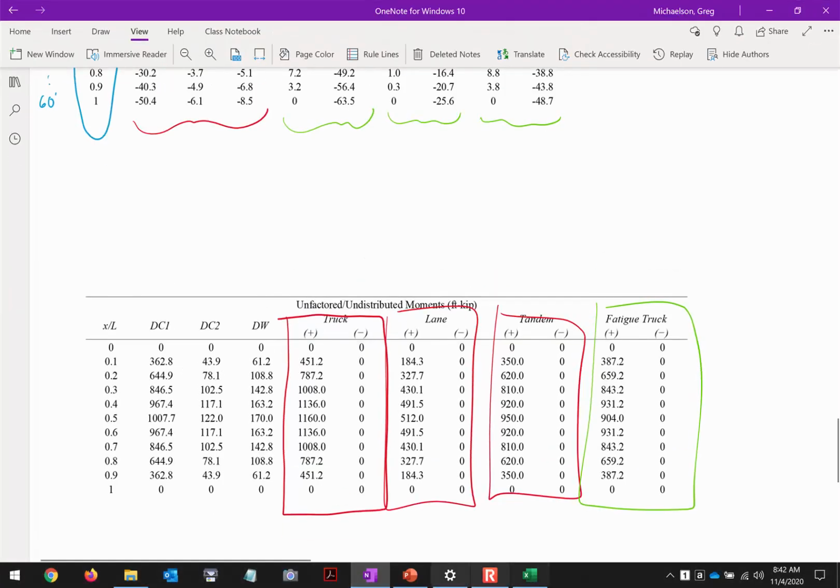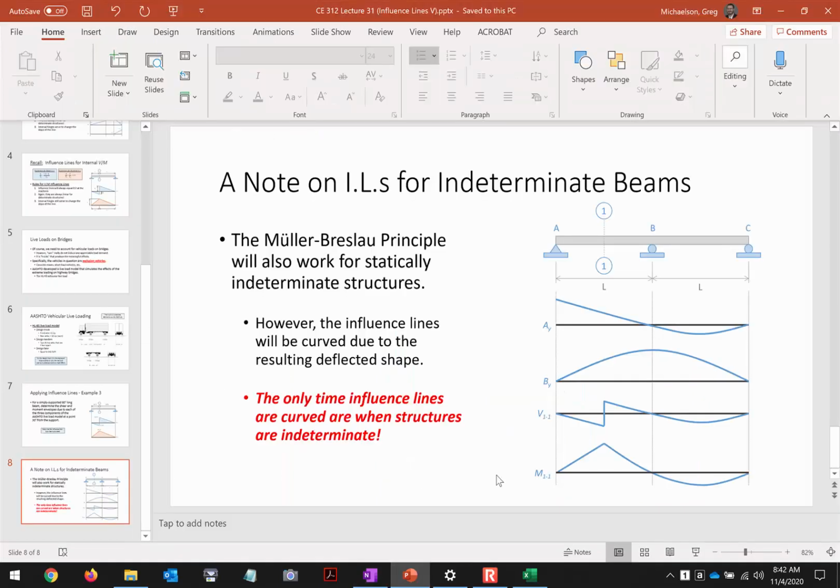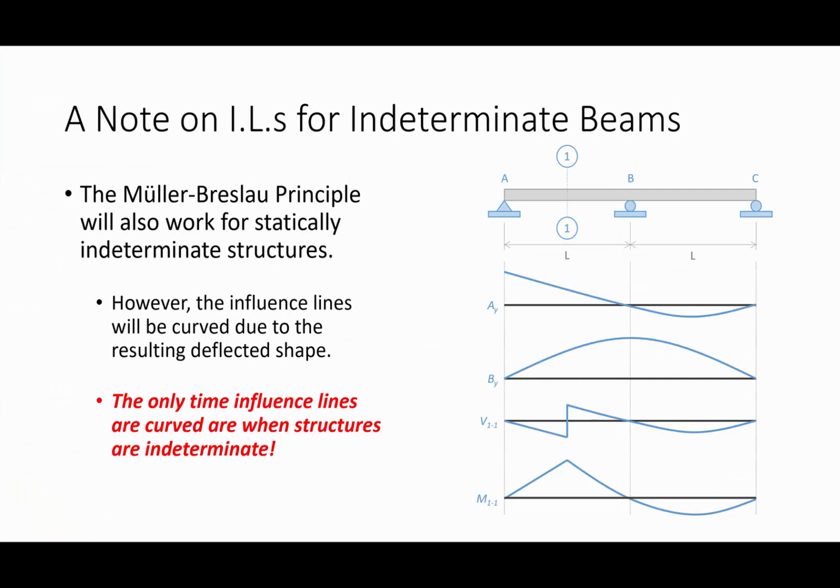Let's see, how am I doing on time? Oh, I'm doing perfect. I do want to mention one final thing in regards to influence lines for indeterminate beams. Remember, if we go back to the Mueller-Breslau principle, it does work for indeterminate beams, but the influence lines are not straight, they're curved.